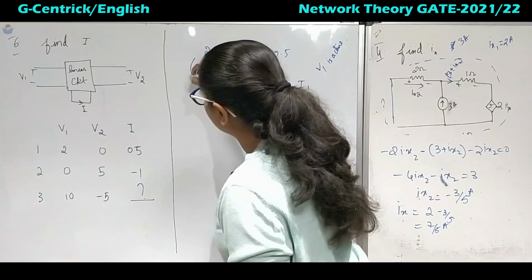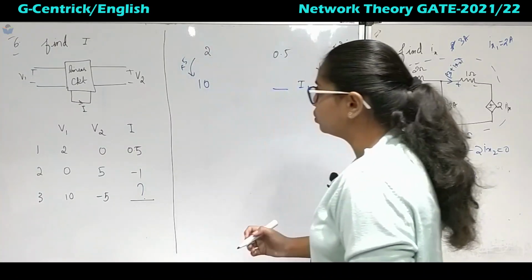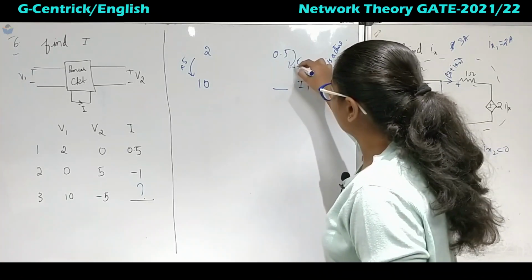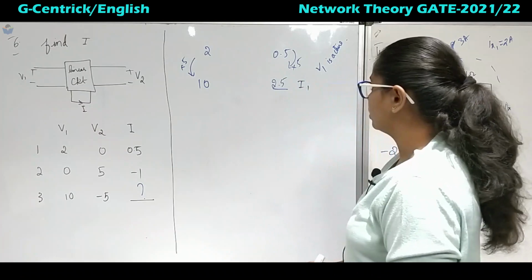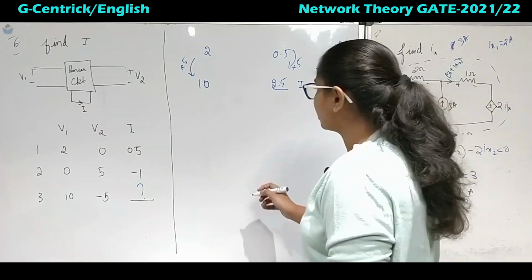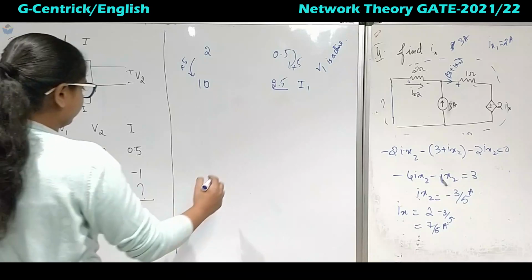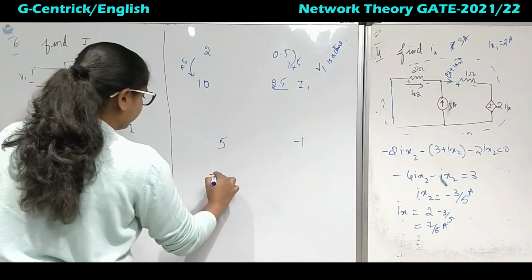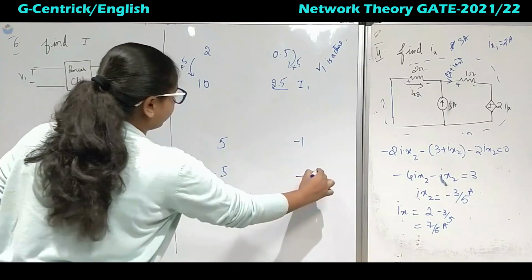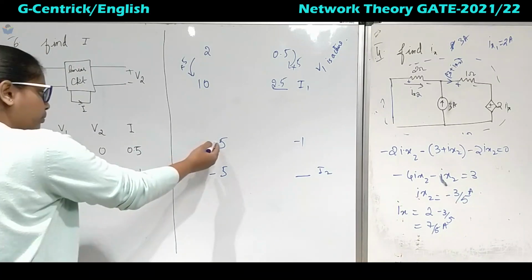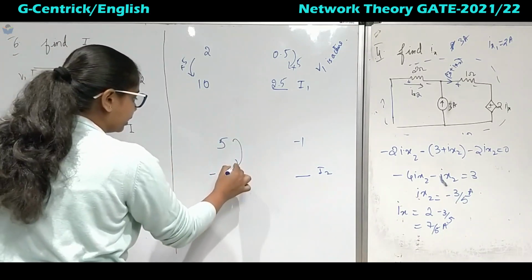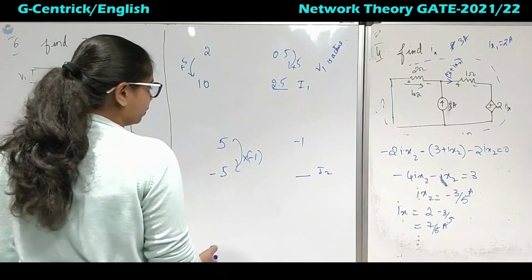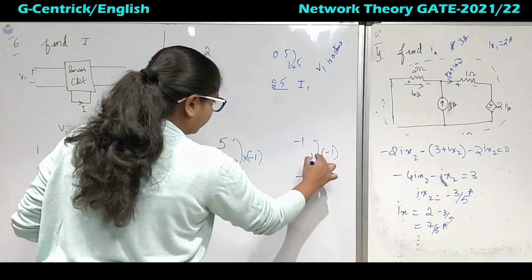So by how much scale it is multiplied? Into 5, right? 2 times 5 will get it as 10. Here also we will multiply by 5. So we will get 2.5. So this is I1. Now to calculate I2, we have V2 as 5 and I as minus 1. And we have got this as minus 5. We have to find I2, right? So to come to 5 to minus 5, what is the scaling factor? It is minus 1. Okay. So when we have multiplied minus 1, here also we have to multiply by minus 1.